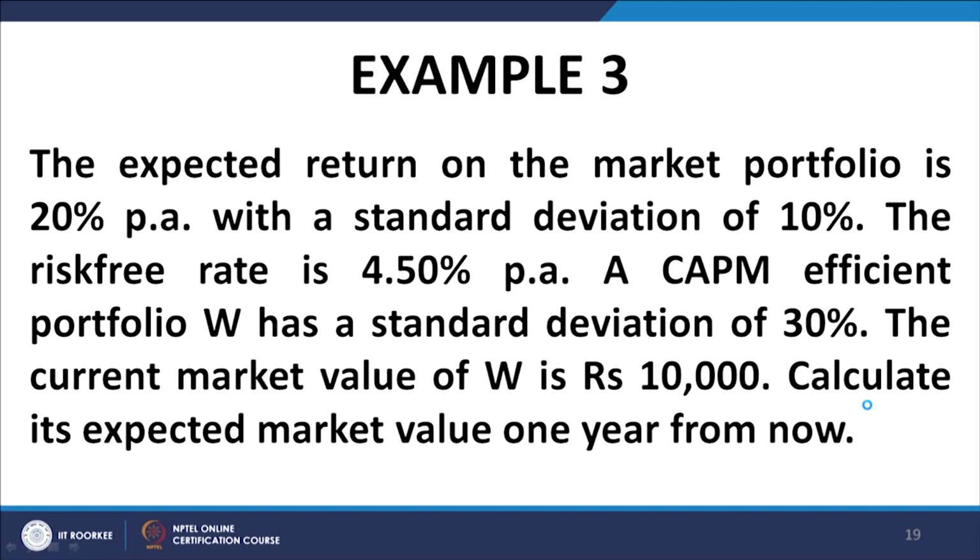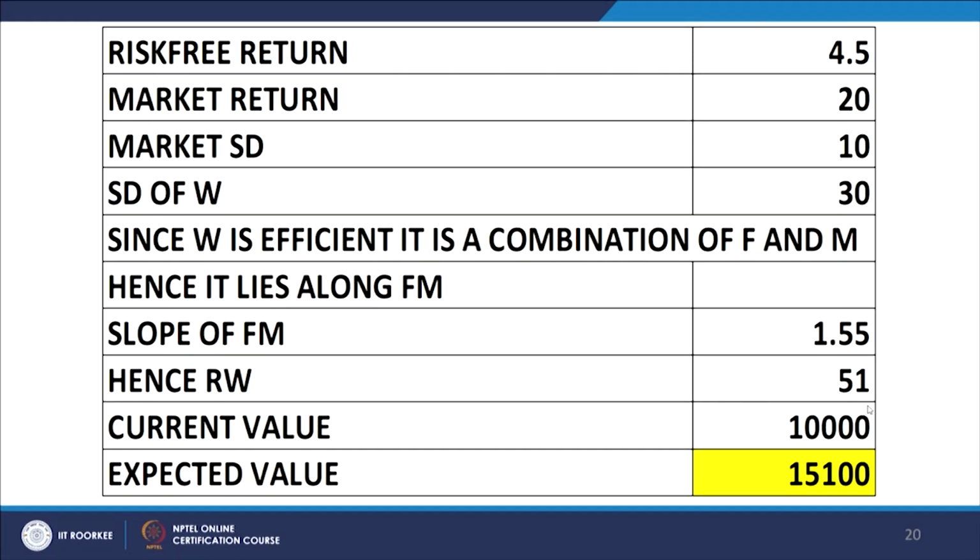Now, please note this very important point, it is a CAPM efficient portfolio, and therefore, it would lie on the capital market line, on the CML. And we know that the slope of the CML is what? The slope of the CML is given by R_M, that is the expected return corresponding to the point M, minus R_F, divided by sigma_M. So, what do we have here? We have the risk free return that is given to us, we have the expected market return, the market standard deviation is given to us, and the standard deviation of the portfolio W is given to us.